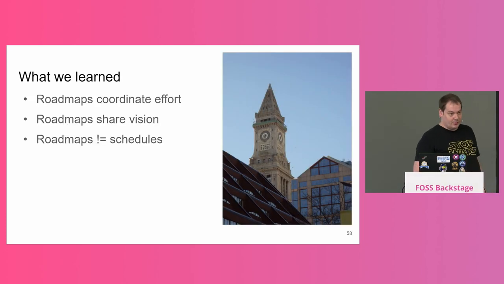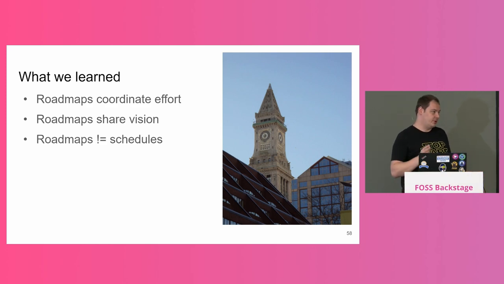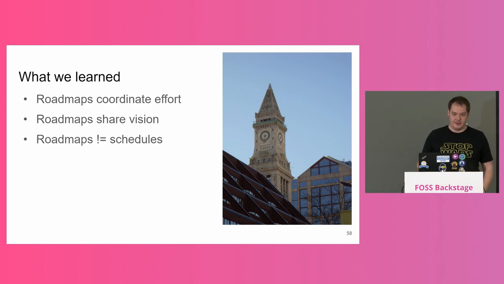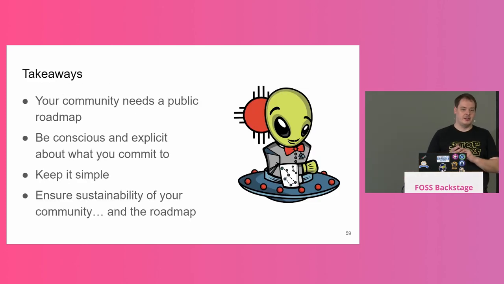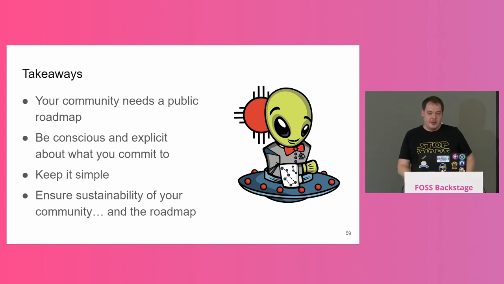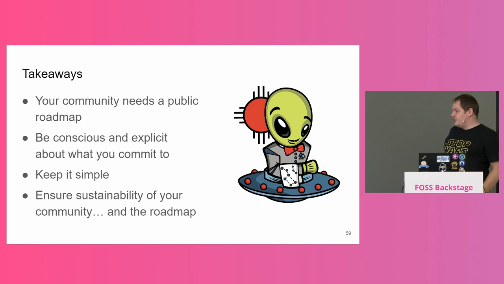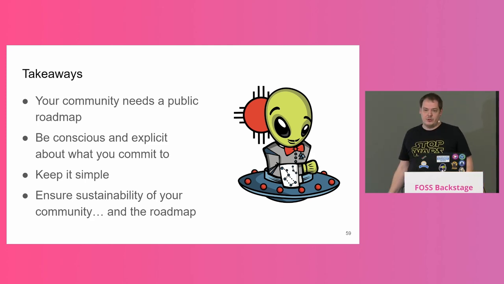Just a quick summary. Roadmaps actually help to coordinate the efforts, help to onboard contributors, and help to facilitate things. They definitely help you to share the vision. At the same time, you should never consider roadmaps as a kind of schedule and commitment. And if you do, most likely you will fail in an open source project unless you have a solo company behind it driving everything. And I think that roadmaps are generally very helpful for open source communities.